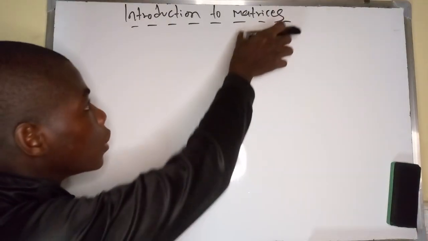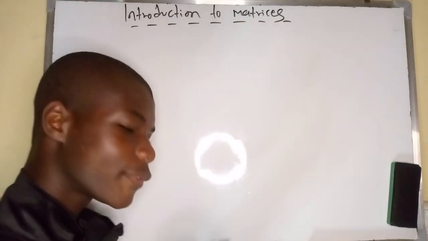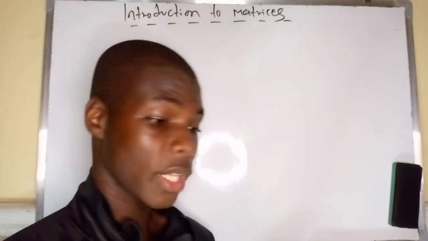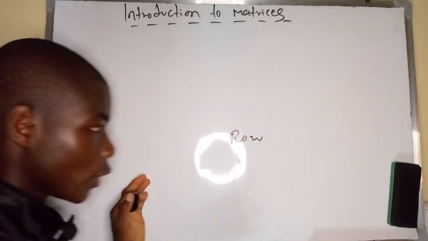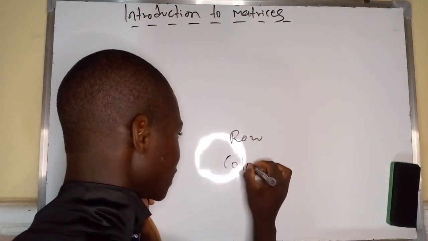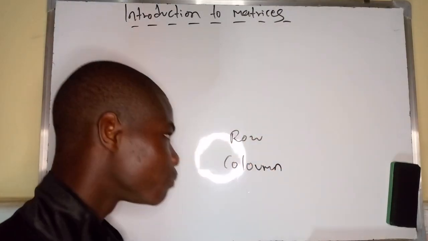So, to understand matrix, you have to know two things. You have to know the row, and you have to know the column.